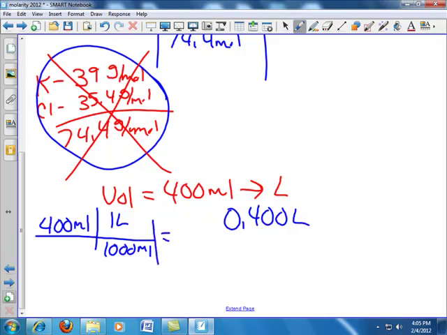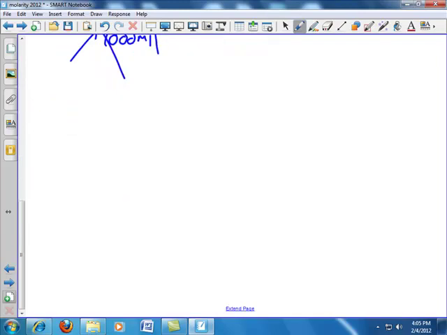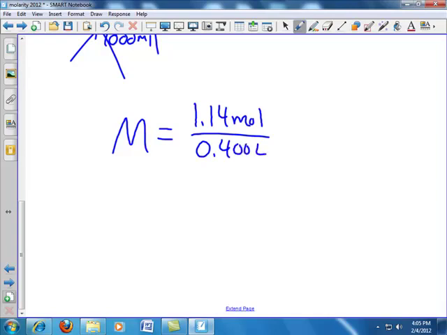That's how I got that. You should not have to show me that. You should be able to just do this in your head. So I want to calculate the molarity. Okay, so the molarity is my moles, 1.14 moles, divided by my liters, which is 0.400 liters.